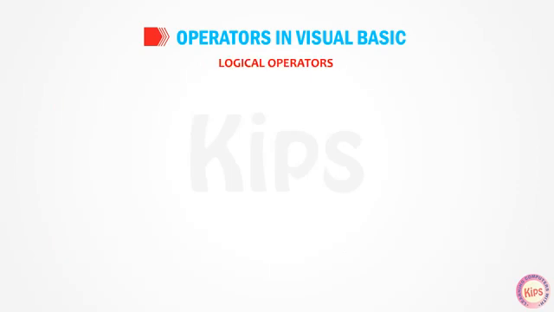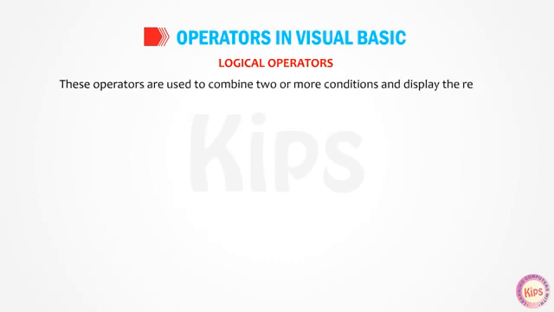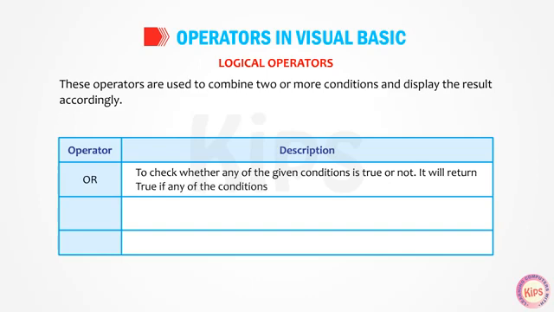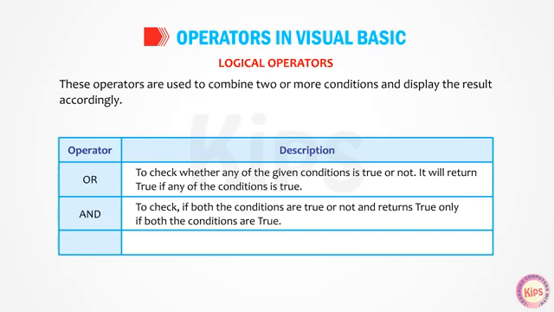Logical operators. These operators are used to combine two or more conditions and display the result accordingly. Operator Or checks whether any of the given conditions is true or not. It will return true if any of the conditions is true. And checks if both the conditions are true, and returns true only if both the conditions are true. Not returns true if none of the conditions is true.